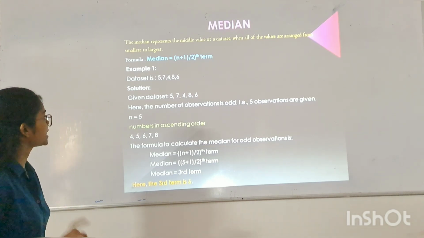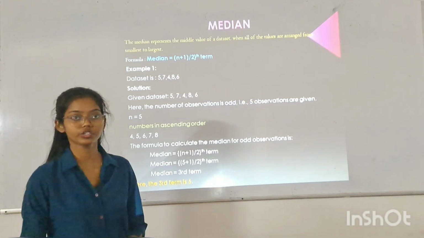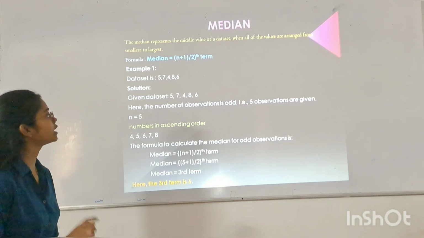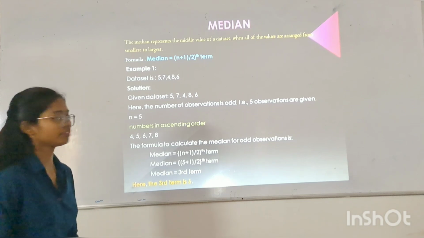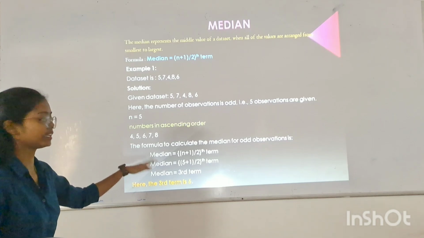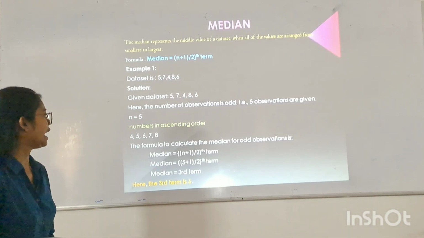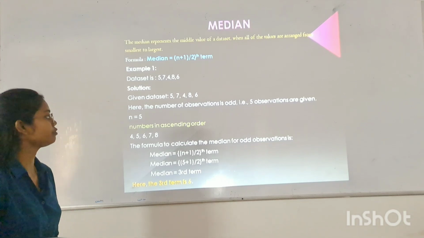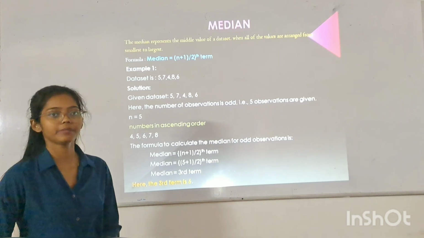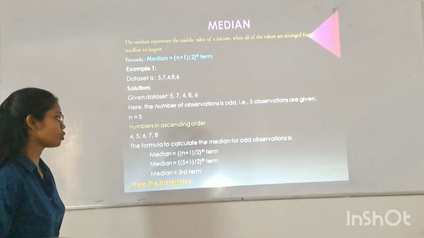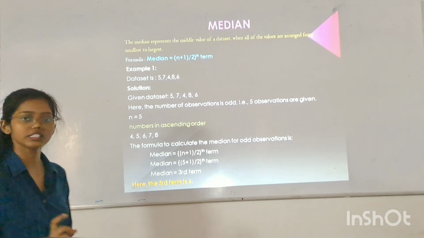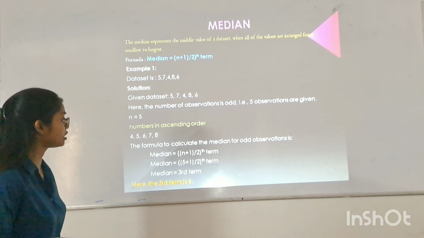So for example 1, the given data set is horizontal data like 5, 7, 4, 8 and 6. How many numbers are there, like the number of observations? So 5 observations are given, so n is 5. Now arrange the numbers in ascending order: 4, 5, 6, 7 and 8. The formula to calculate the median for an odd number of observations is the (n plus 1) divided by 2 term. So n is 5, so (5 plus 1) divided by 2, so the median is the third term. Now see the ascending order: the third term is 6.